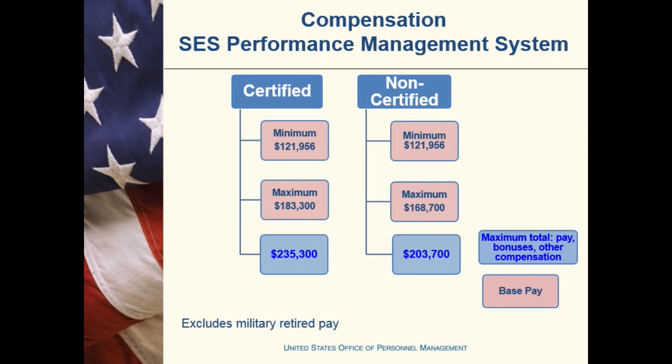$168,700. The 235 and the 203 amounts listed at the bottom, these basically state that in aggregate, no SES member can earn more than these amounts in any performance cycle. These are through a combination of salary increases, performance awards, bonuses, relocation and retention awards, presidential rank awards, and any awards of those nature.